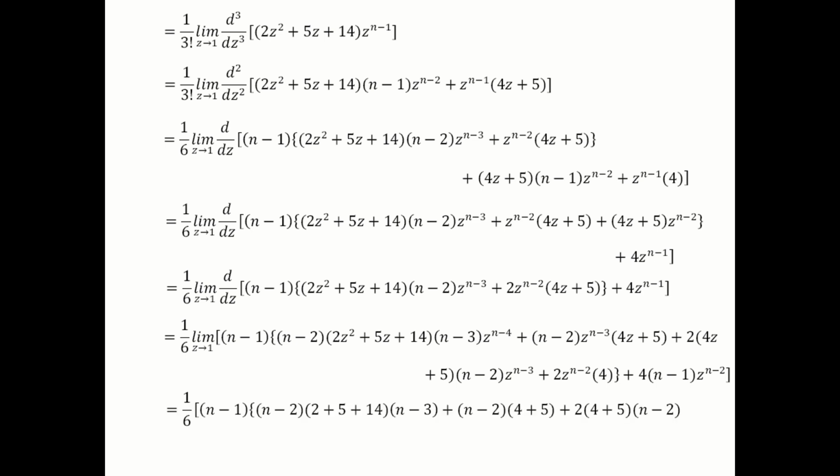That is equal to 1 by 6. Applying the limit, put z is equal to 1. (n minus 1) into (n minus 2) into (2 into 1 square plus 5 into 1 plus 14) into (n minus 3), 1 power n minus 4, you will get 1, plus (n minus 2) into 1 power n minus 3, 1, (4 into 1 plus 5), right, plus 2 into (4 into 1 plus 5), right, then (n minus 2) into 1 power n minus 3, so you will get 1, right, (n minus 2) plus 2 into 1 power n minus 2, 1, into 4, plus the last term, plus 4 into (n minus 1) into 1 power n minus 2, you will get 1, right.